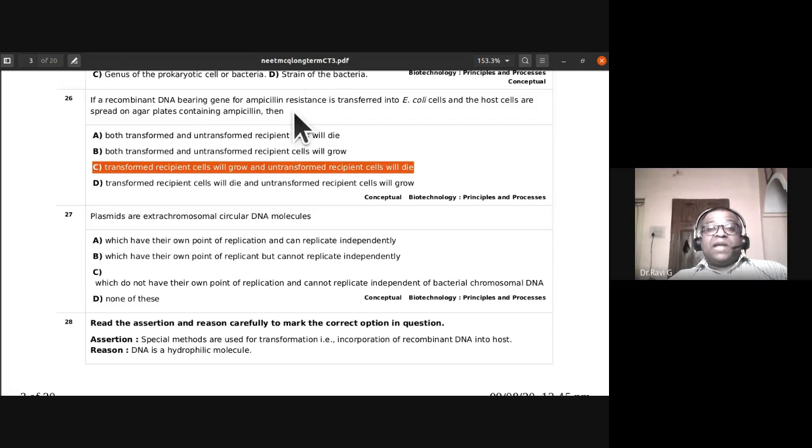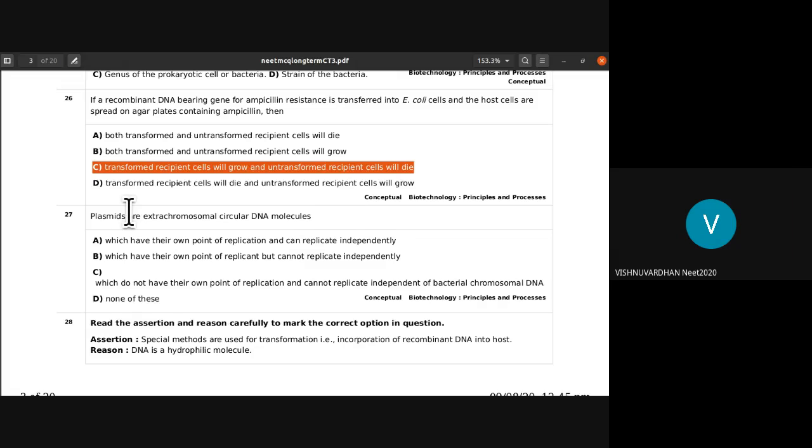Okay, so we are transferring the ampicillin resistance gene into E. coli cells, and the host cells are spread on an agar plate. Once ampicillin resistance is introduced into E. coli, they get transformed into ampicillin resistant cells. That is the reason the transformed recipient cells will grow and untransformed recipient cells will die. Did you understand? Yes.